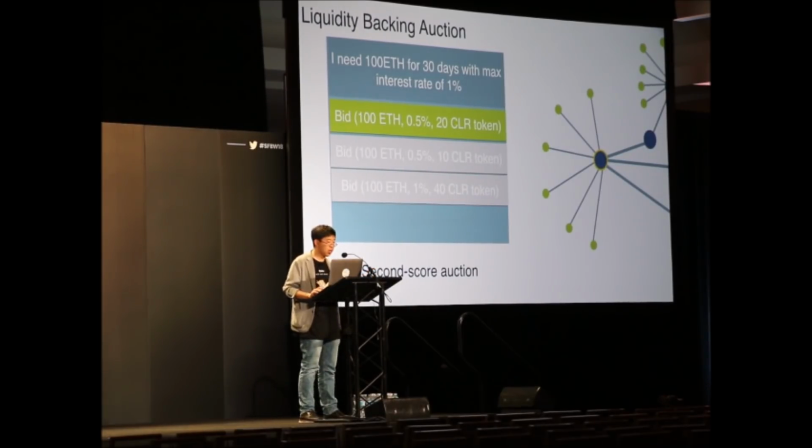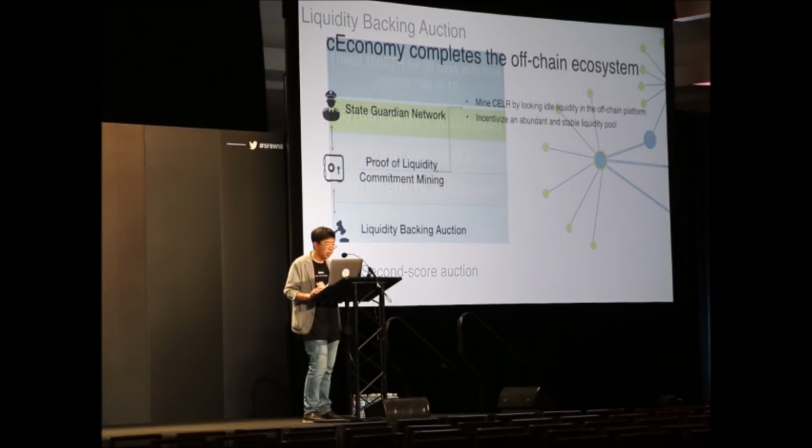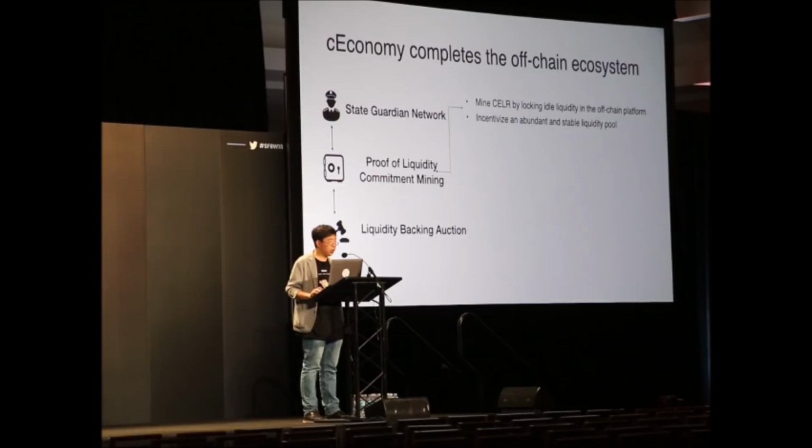And this is the second score auction, so that the winner of the auction only needs to adjust the score to match the loser of the auction. And we have a very detailed game theoretical analysis of the auction process to make sure that it is truthful in the game theoretical sense. So with this, what we basically enabled is proof of liquidity committed mining, which enables people who have free liquidity to mine Celer by locking up idle liquidity in this off-chain platform, and therefore incentivizes and locks up and creates a very abundant and stable liquidity pool.